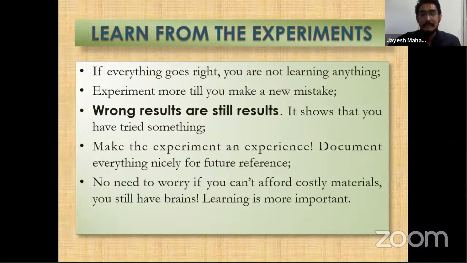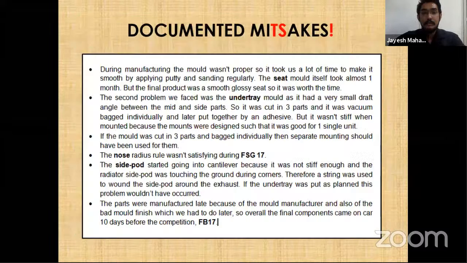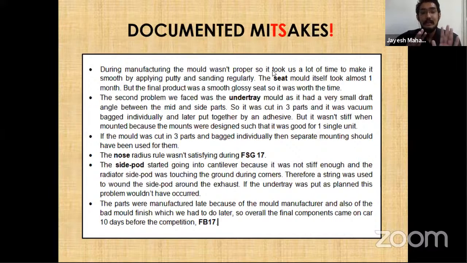There are lots of materials which you can actually utilize and experiment with. Yeah, so these are a few documented mistakes that we used to document, and I'm sharing this with you. In the first year, you can read this: during manufacturing, the mold wasn't proper, so it took us a lot of time to make it smooth by applying putty and sanding regularly. The seat mold itself took almost 1 month, but the final product was a smooth, glossy sheet. So it was worth the time.